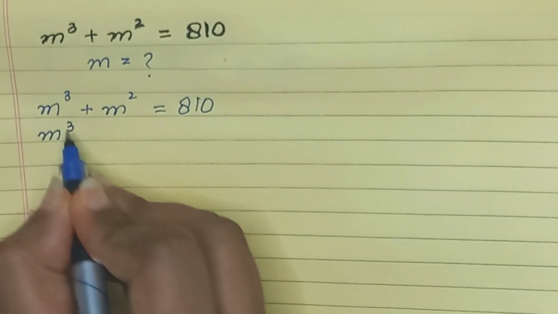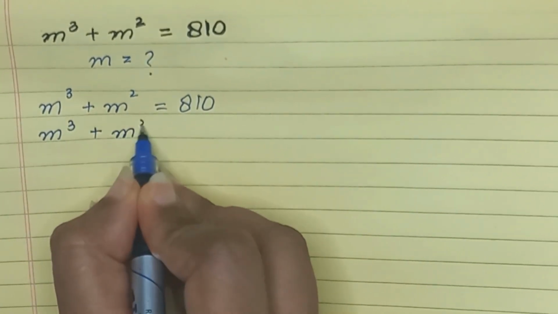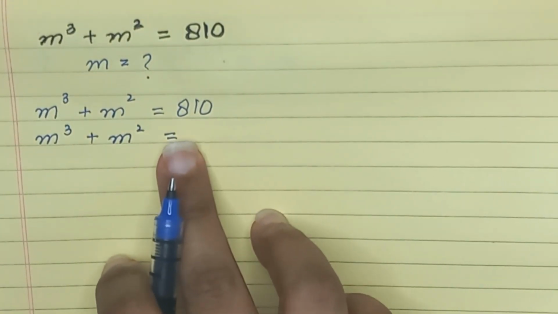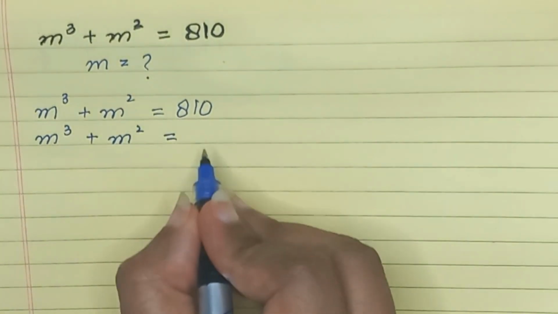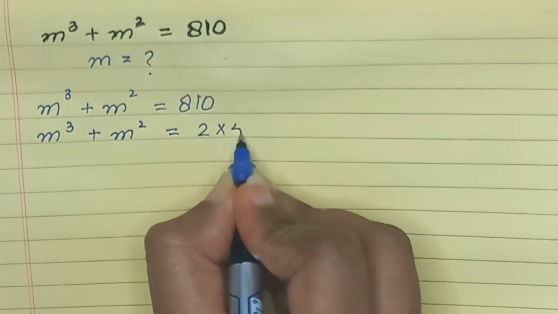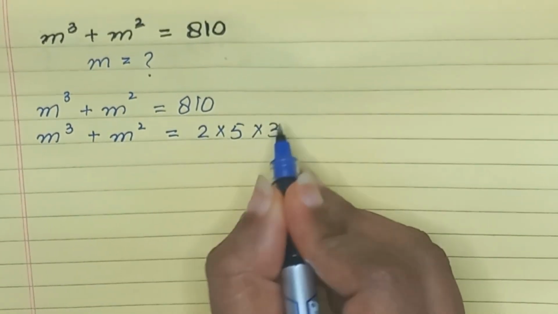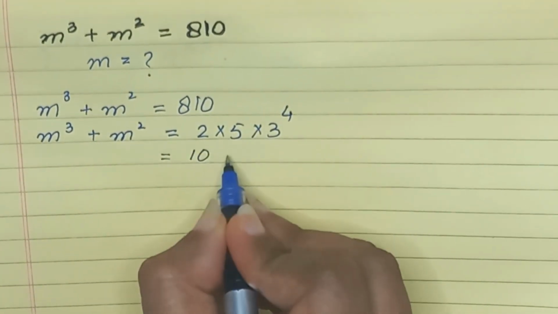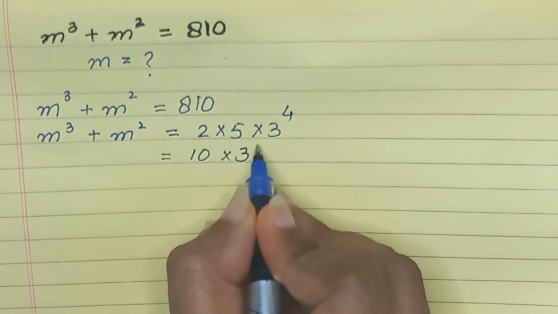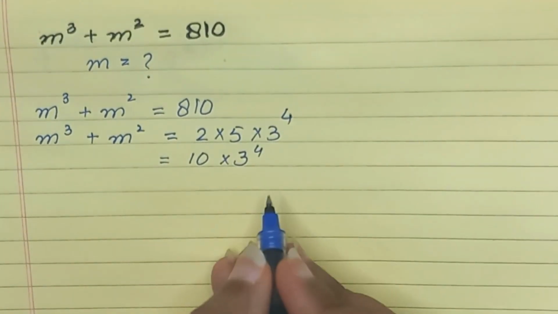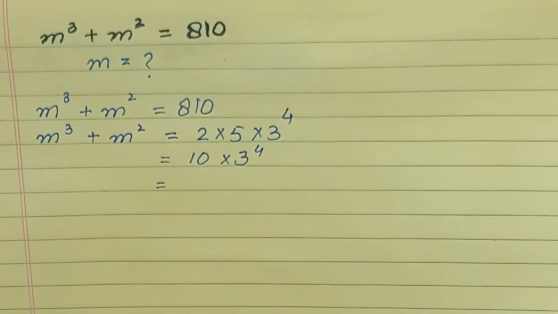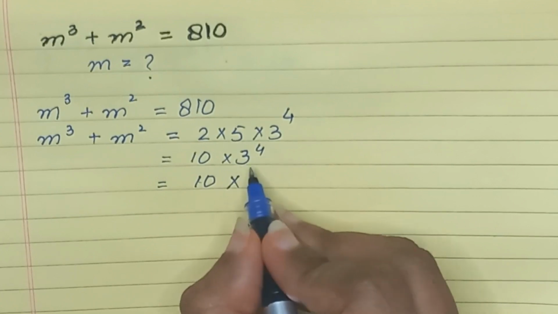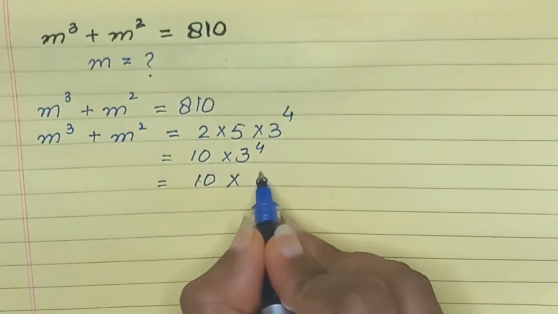m cube plus m square is equal to 810. We will break 810 into its prime factorization, which is 2 multiplied by 5 multiplied by 3 raised to the power 4, and it can also be written as 10 multiplied by 3 raised to the power 4. From here, 3 raised to the power 4 is the same as 81.